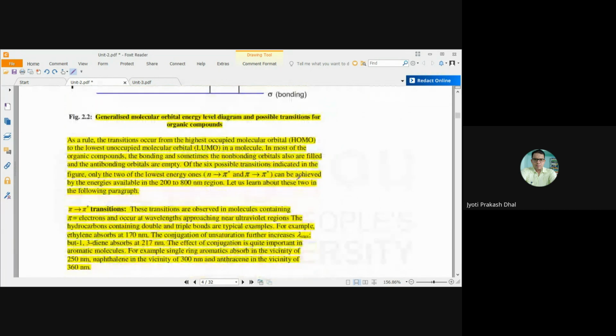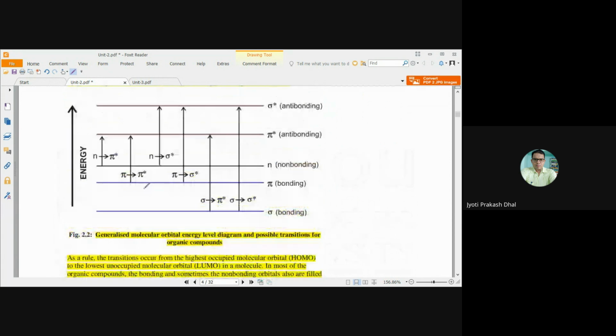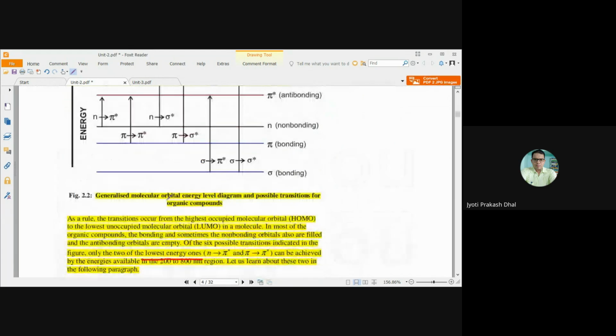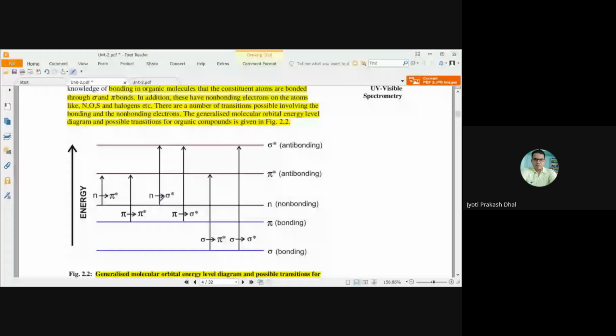Out of the six possible transitions indicated in the figure, only two of the lowest energy levels can be achieved by the energy available in the 200 to 800 nanometer region. Let us learn about these two in the following paragraphs. Here we will discuss the two lowest possible energy transitions, that is n to pi star and pi to pi star.